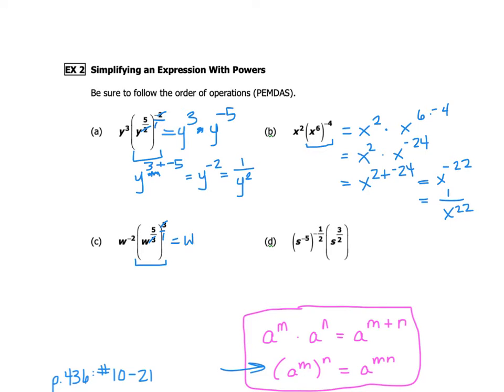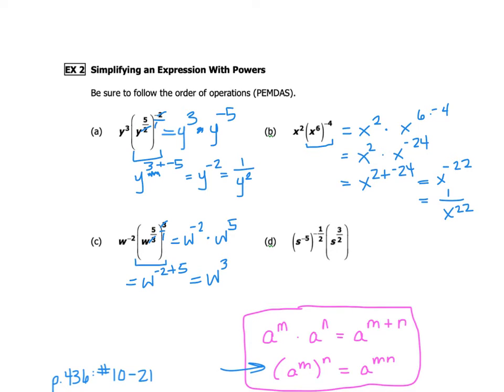So bring over your w to the -2 power. This becomes w to the 5th power. Now we're going to use our product rule, so this will be w to the -2 plus 5 power, which is w to the 3rd power.